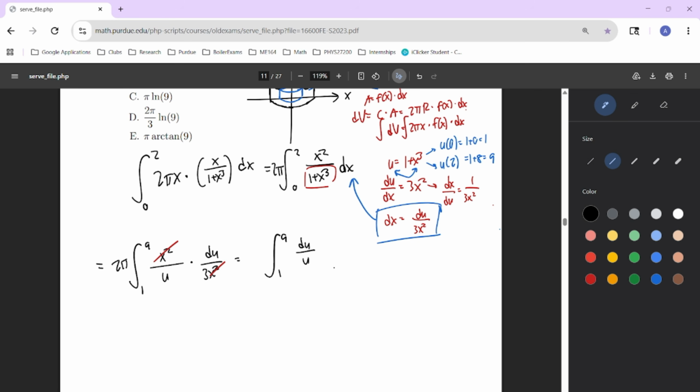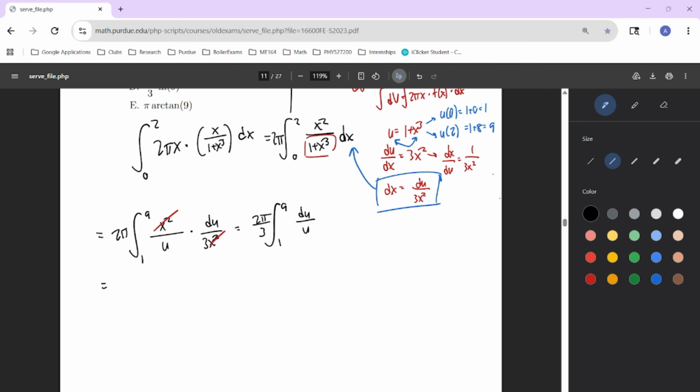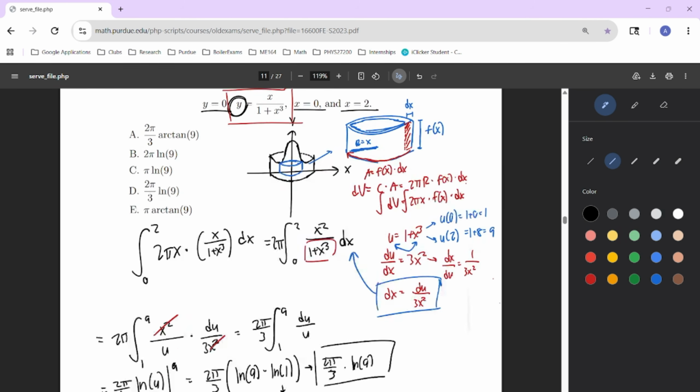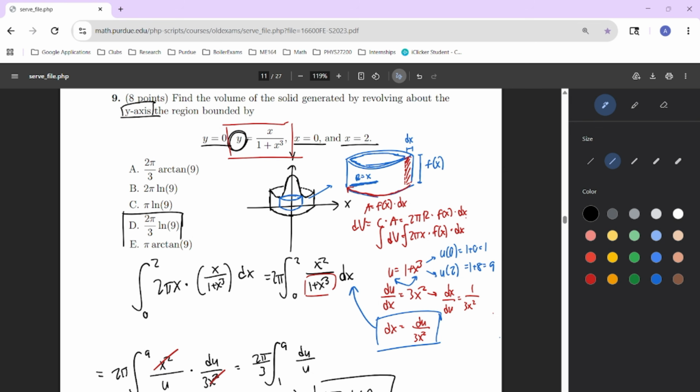I'm going to bring the 3 out though, so it becomes 2 pi over 3 multiplied by this integral. And you'll notice this is just the natural log. So this would become 2 pi over 3 multiplied by the natural log of u between 1 and 9. We plug everything in, we get 2 pi over 3 multiplied by ln of 9 minus ln of 1. But then you notice that ln of 1 goes to 0. So this just turns out to be 2 pi over 3 times the natural log of 9. And that would be our final answer. Is that an answer here? That would in fact be answer D.